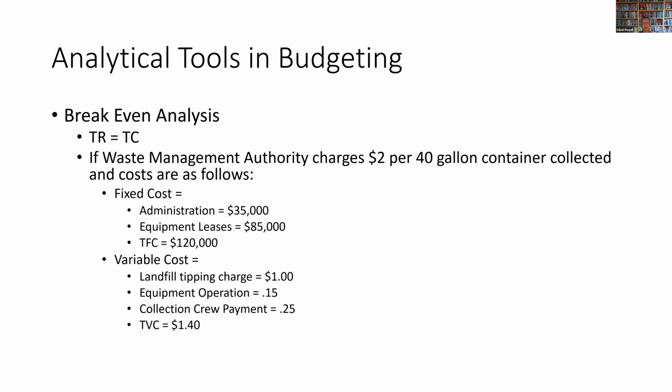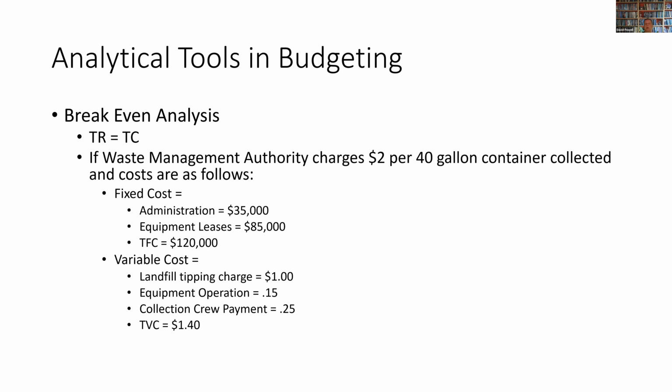Let's take trash collection as an example. Let's say we have a trash collection agency, a waste management authority, and that waste management authority charges $2 per 40-gallon container that they collect. So every 40-gallon container they collect, they're charging consumers $2 for the collection of that container. Let's assume that the costs associated with this collection include both fixed as well as variable costs. As you know from your economics courses, fixed costs are costs that you incur irrespective of the amount of a good you are producing. Variable costs are indexed directly to the amount that you produce.